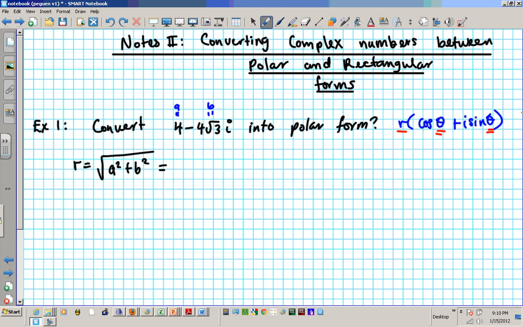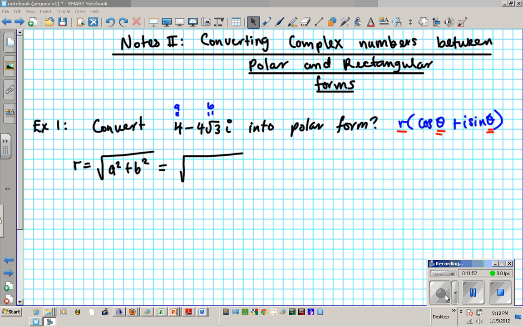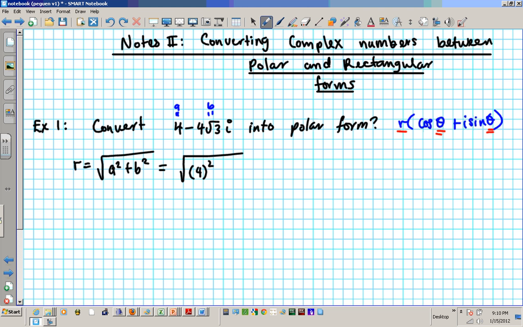Watch this carefully. You're going to have the square root of 4 squared plus negative 4 root 3, squared. You notice how the minus goes in the parentheses and is being squared. Don't put the minus outside, okay? That's inaccurate.